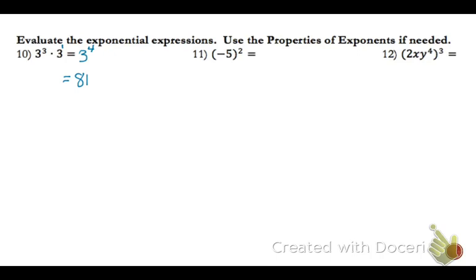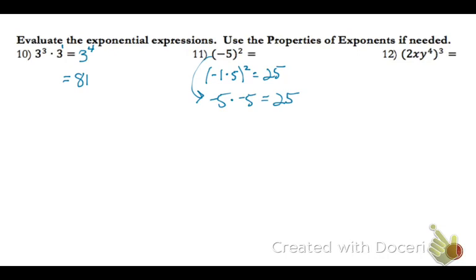Now this one is saying negative 5 to the second power. Technically, that negative in front is a negative 1 times 5. But what that's saying is to go ahead and square the negative 1. So negative 1 times negative 1 is positive 1, and then square the 5. So our answer would be positive 25. You can also think of it as negative 5 times negative 5, which is 25.